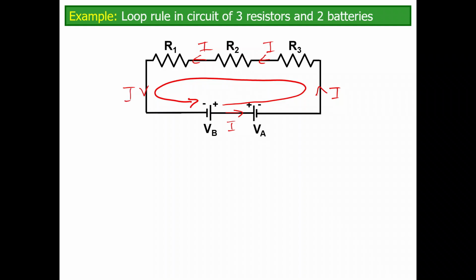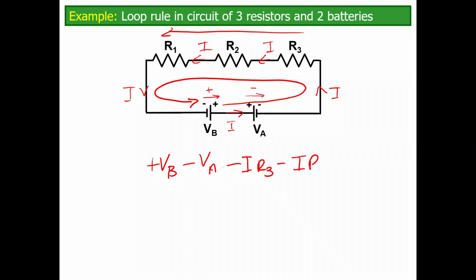So what I would do is I would say, okay, I'm going to have whatever this VB is, that one, if I look at my loop, I'm going from negative to positive. That one's acting like a rise. This one here is going from positive to negative. That one's going to act like a drop. And because my travel direction is going in the same direction as my current for all of my resistors, I could write this equation as a positive VB minus VA, because that one's going the opposite direction for my loop, minus IR3 minus IR2 minus IR1 is equal to 0.